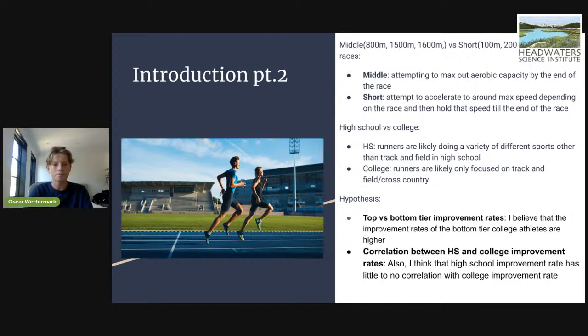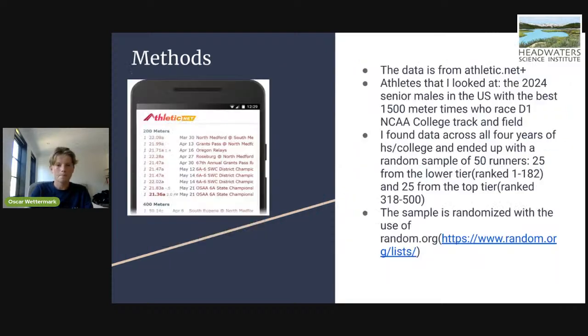just solely running. My hypothesis is that the improvement rates of the bottom tier college athletes are higher. The reason I think this is that the top tier athletes developed earlier, and they've been running since they were young. So for that reason, I think the bottom tier athletes are going to have improved more. I also think that the high school improvement rate has little to no correlation with college improvement rate.